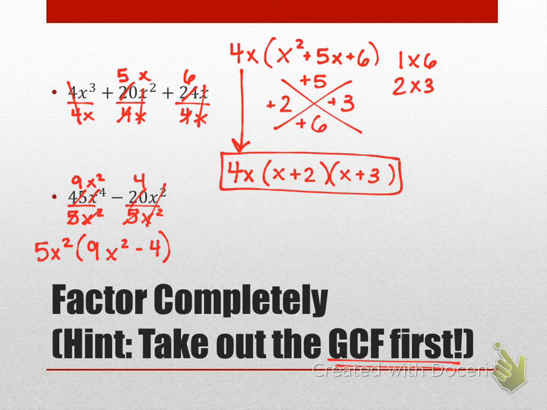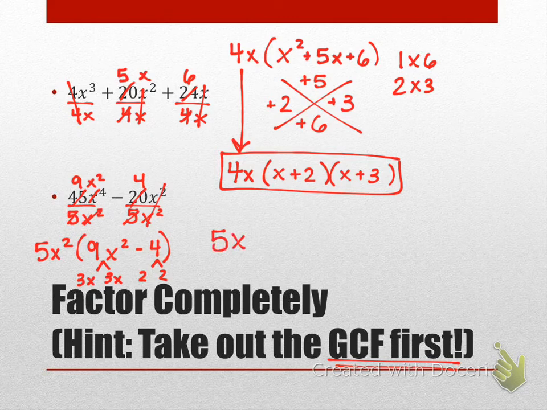What type of factoring do I have to do now? Difference of squares. It's only going to be AC when there's 3 terms. Teddy, how many terms do I have? 2. That's why I know it's the difference of 2 squares. Also, look, what is 9x squared square root? 3x. What is 4 square root? 2.